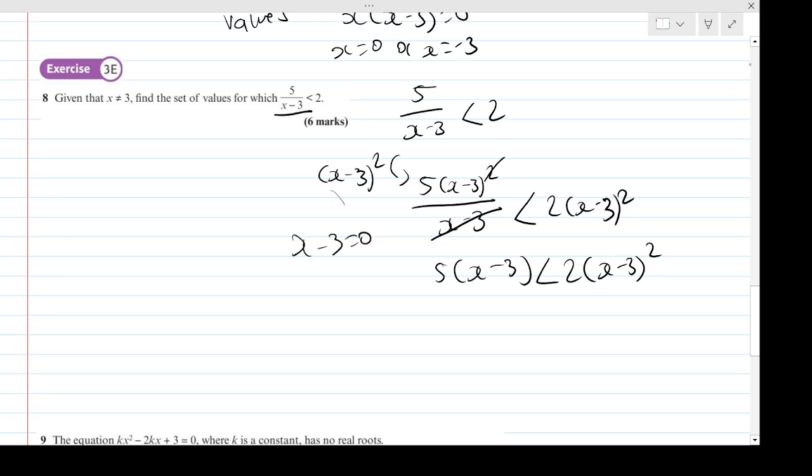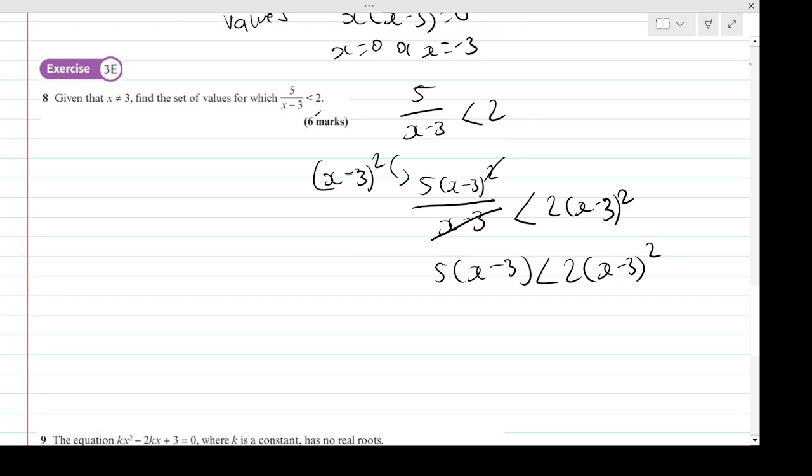But x minus 3 cannot be 0 because x cannot be 3. If x was 3, then 3 minus 3 would equal 0. That means the denominator, the fraction, wouldn't exist because the denominator was 0. So I've not done anything wrong there. So that's the whole method, right? Times by the denominator squared. Okay, so let's go on.